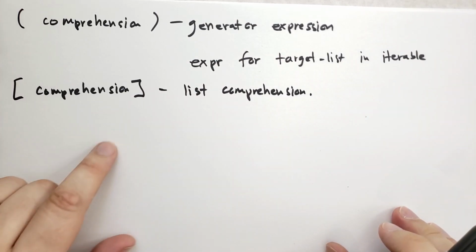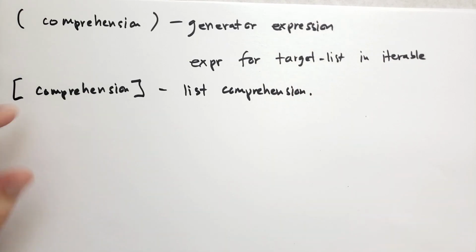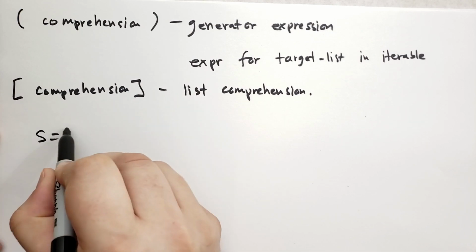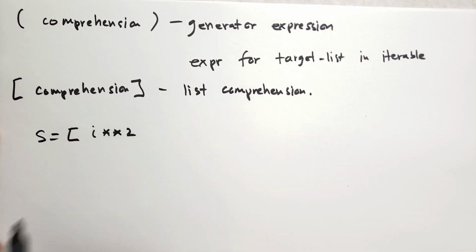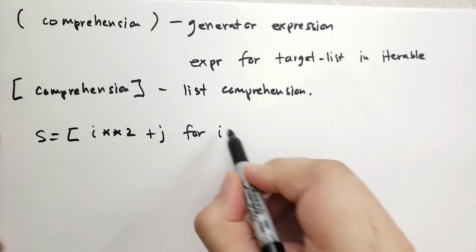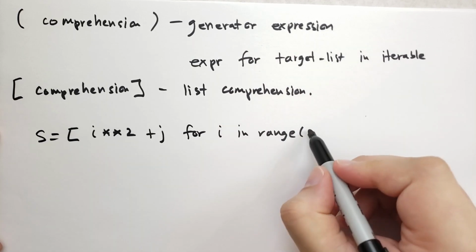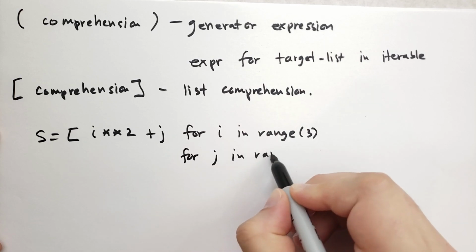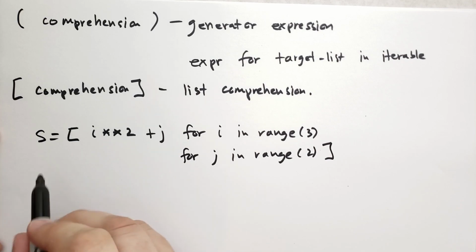What this does is it iterates through the comprehension, grabbing every single value, and then creates a new list from that. Let's look at a simple example. Let's say we had s is equal to i to the power of 2 plus j, for i in range, let's say 3, and then for j in range, let's say 2, closing the square bracket there.